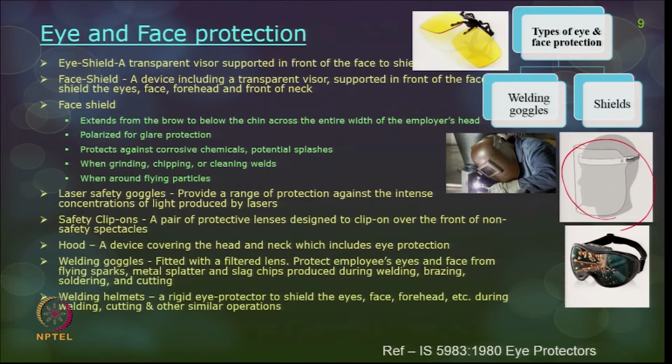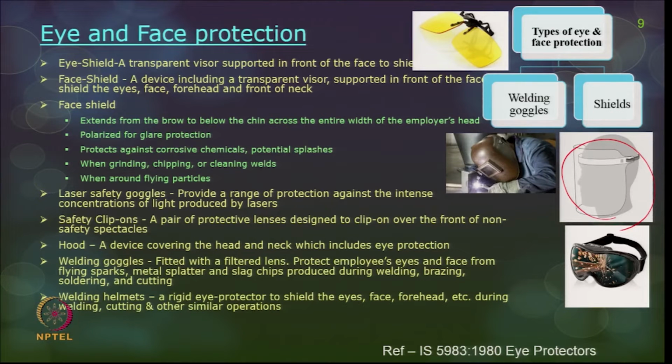The face shield extends from the brow to below the chin across the entire width of the employee's head, and it is polarized for glare protection. Sometimes you can also have different varieties there. It generally protects against corrosive chemicals, splashes and so on, and it is used while grinding, chipping, cleaning wells or around flying particles to safeguard your face.